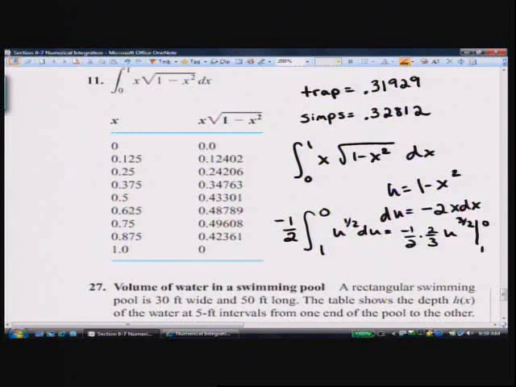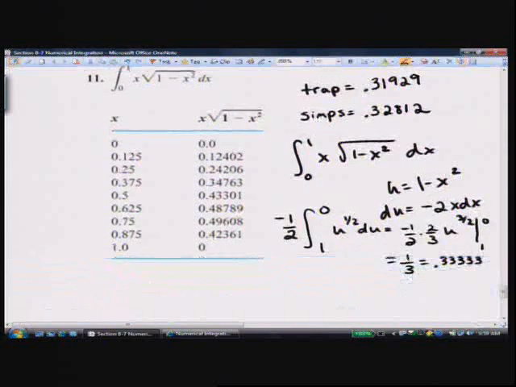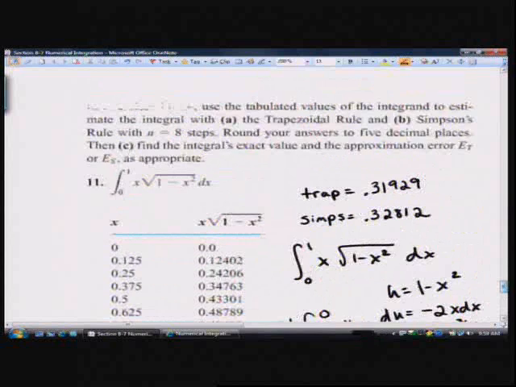So the answer, of course, is going to be positive 1/3, which is 0.3 repeating, right? So to 5 decimal places, it's 1, 2, 3, 4, 5. So we're only accurate to 1 decimal place using 8 subintervals.